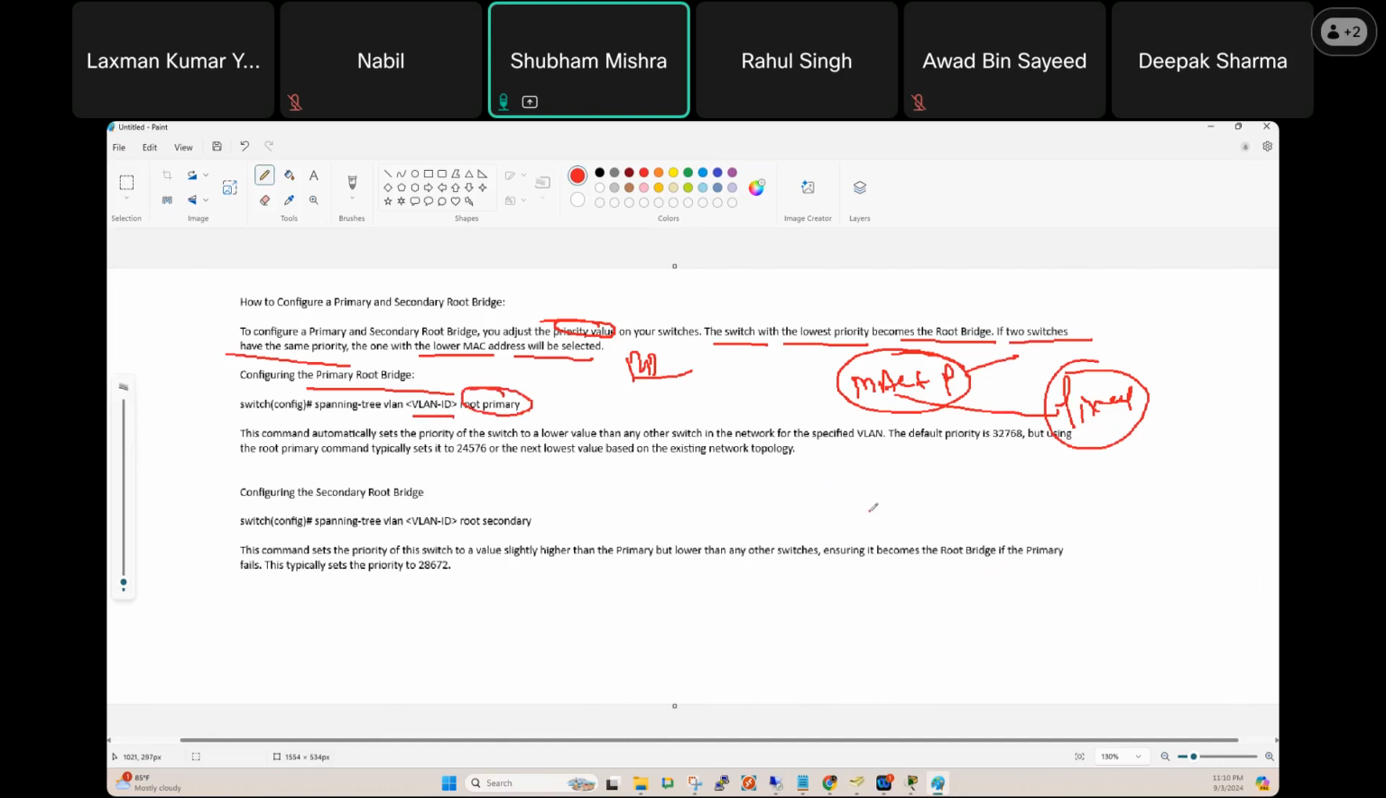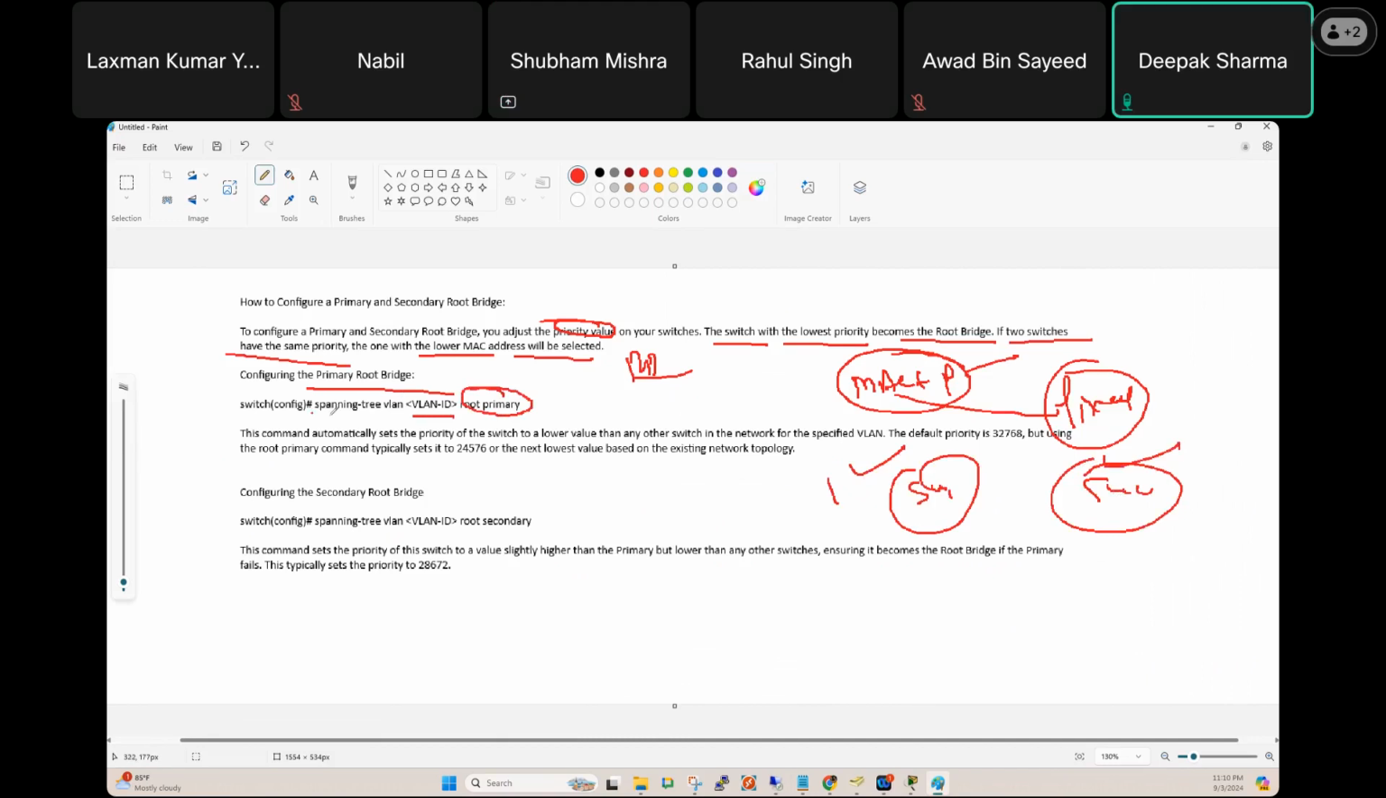There are two ways. Suppose you have switch number 1 and switch number 2. You can configure a lower priority on one and a higher priority on the other, so one becomes the primary and the other the secondary. There is no problem, but for primary and secondary, there is a different command.